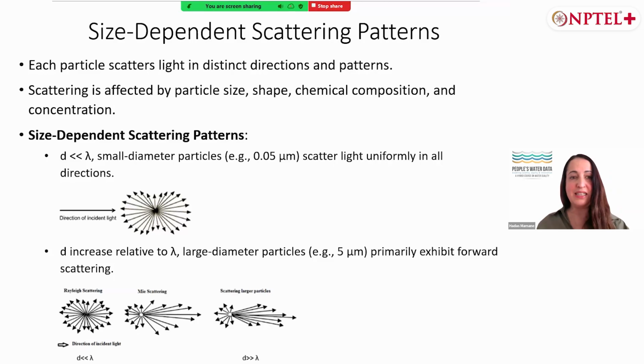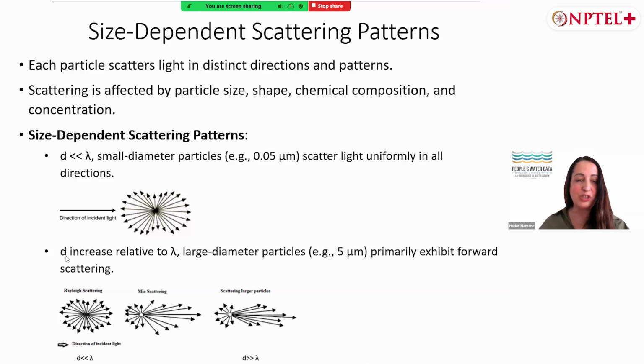In addition to that, light scattering by particles is also size dependent, which means when D is the size of the particle, when the size of the particle is much smaller than the light wavelength, which means small diameter particles, for example, a particle that is 0.05 micrometer in size, it will scatter light uniformly across all directions, as we can see here in this image.